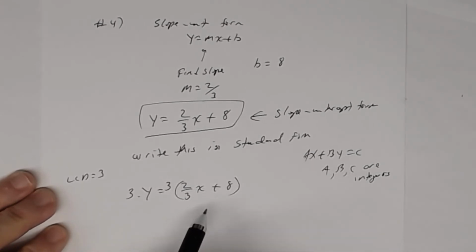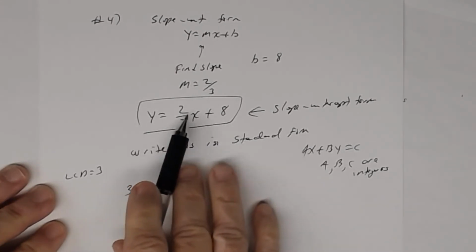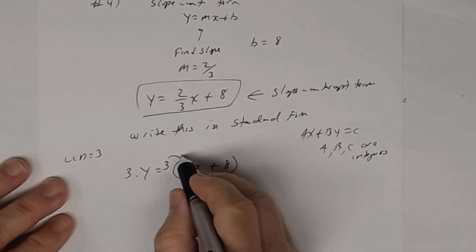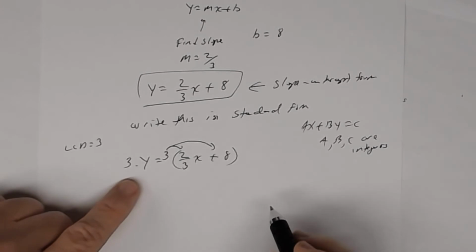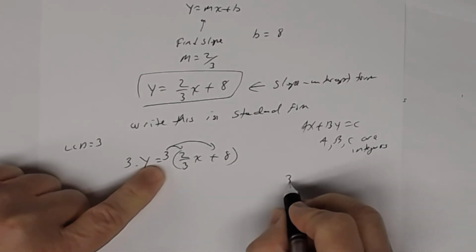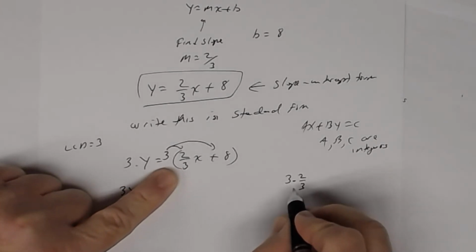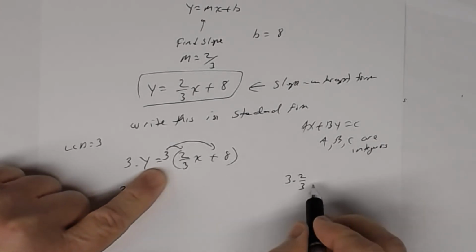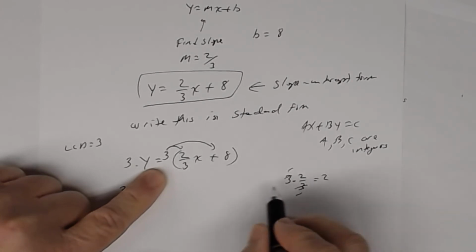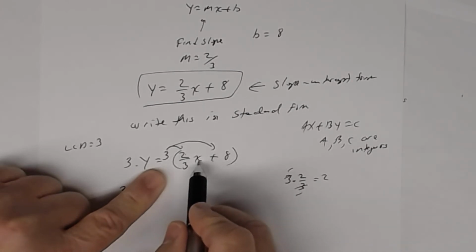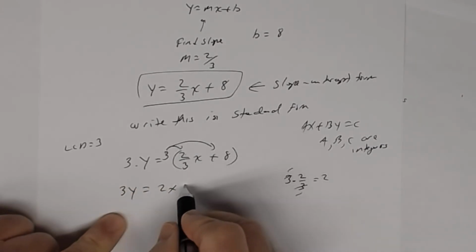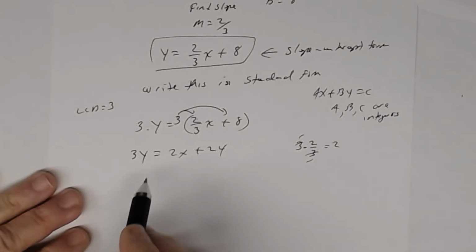Notice I put this in parentheses because I had 2 terms here. So every term has to be multiplied by 3. All right, let's go ahead and get rid of the parentheses by using the distributive property. So I get 3y equal. All right, now 3 times 2/3. If the 3's divide out, you're just left with 2. So 3 times 2/3 x is going to be 2x. And then 3 times 8 is 24.